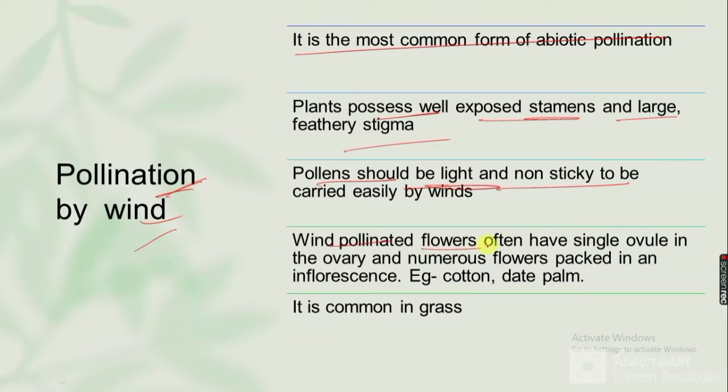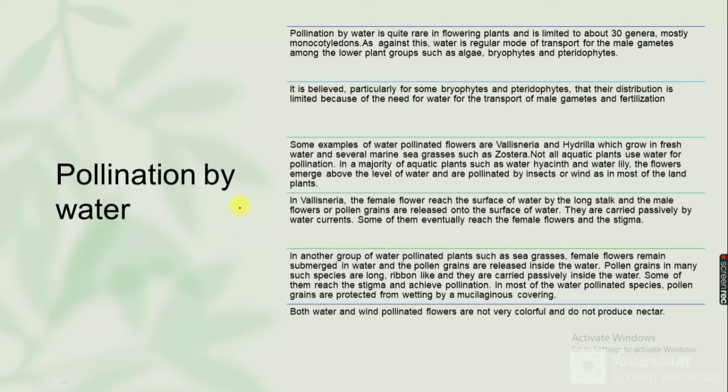Wind pollinated flowers often have a single ovule in ovary and have numerous flowers that are packed in inflorescence. Example, corn cob and date palm. It is also common in grass. Pollination by wind is common in grass. Pollination by water.